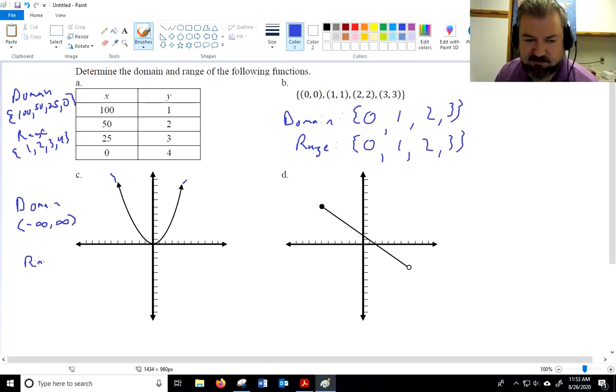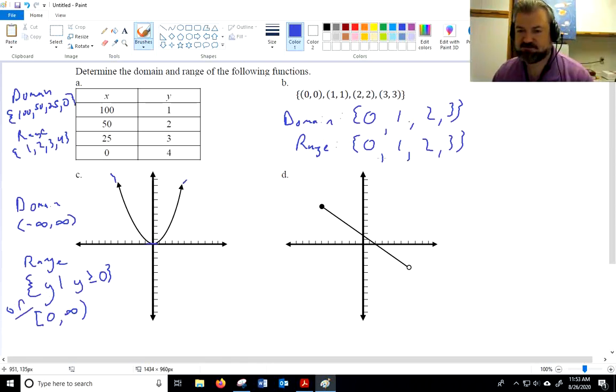And the range, well, we definitely have a lowest point of a y value of 0. So you could either use set builder notation and say y such that y is greater than or equal to 0, or you could just say 0 to infinity. Both of these answers are correct. All right, let's take a look at the next one.